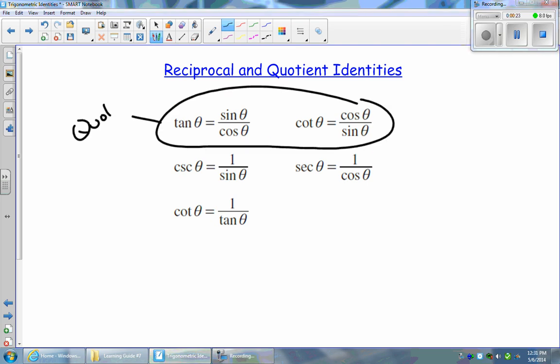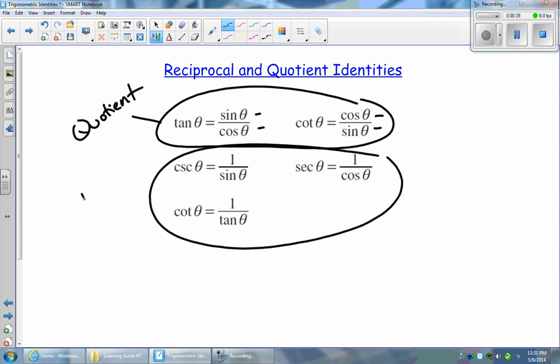So you may not have seen these yet, but we call them quotient identities. So tan theta is always sine theta over cos theta, whereas cotan theta, remember, that's a reciprocal, so you just flip, and you get cos theta over sine theta. The next set here is what we call reciprocal identities, and you may have worked with these before. They were definitely in previous chapters, so these ones shouldn't be brand new. So we're going to use these identities to prove other identities.